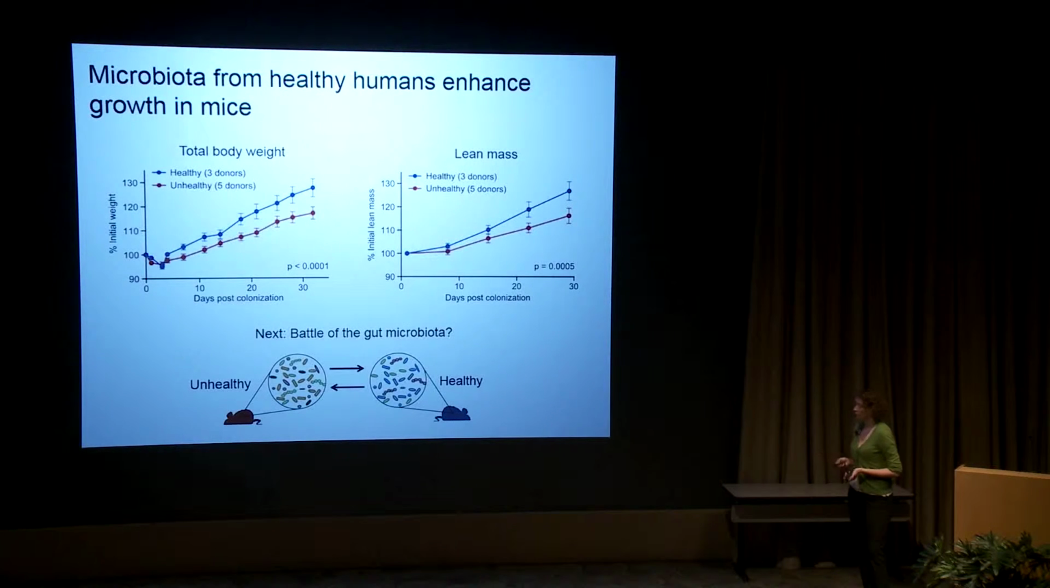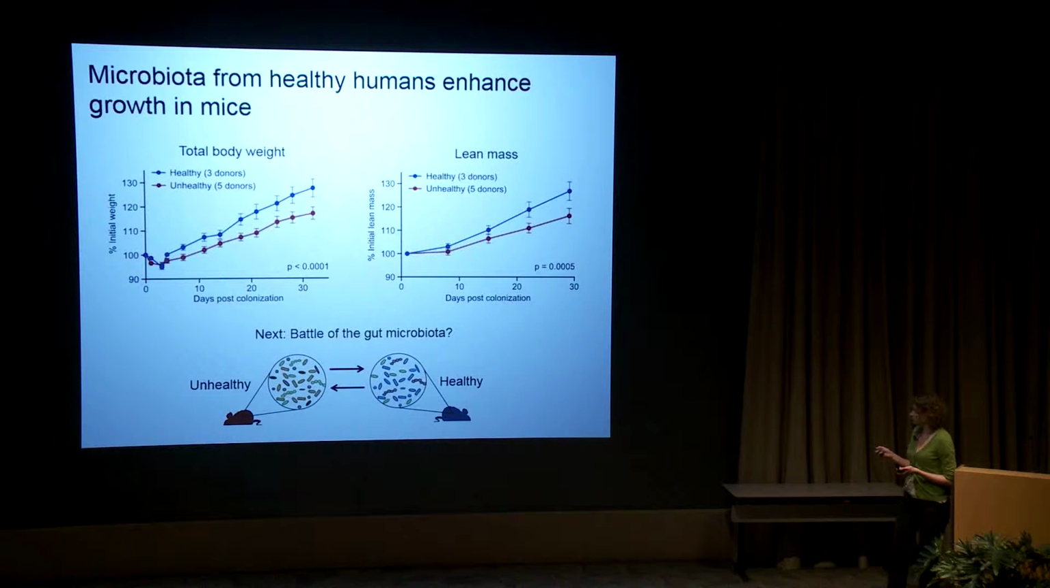So next, we wanted to find a way that we might be able to alter the microbiota composition and see what would happen to host growth. So the first approach we took for this was something that we like to call the battle of the gut microbiota, where we would have two groups of mice, one colonized with an unhealthy infant's microbiota, and the other colonized with a healthy infant's microbiota, and then co-house these two groups to allow the two different communities to be exposed to one another and change. And from that changed composition, we wanted to see what might happen to host growth.